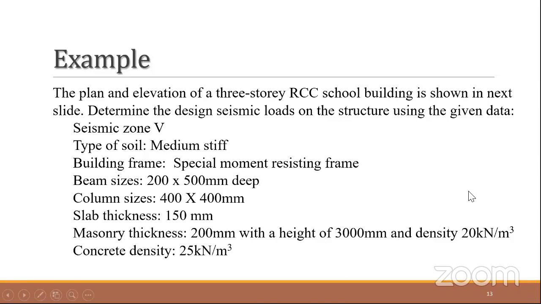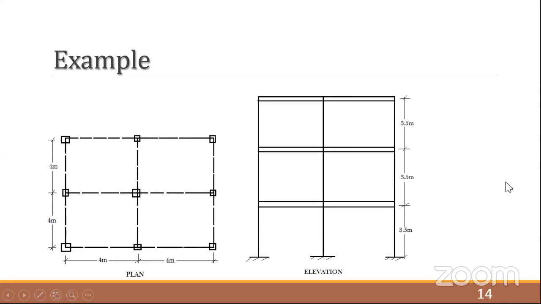And lastly, in this last slide, we have the plan of the building and its elevation. The plan has columns spaced at 4 meters in both directions, and we have an elevation of a building which is 3.5 meters high in each story. Now, the terminology of story and floors, I think, is debatable, but how we have adopted it is that a story is a space in between two floors.